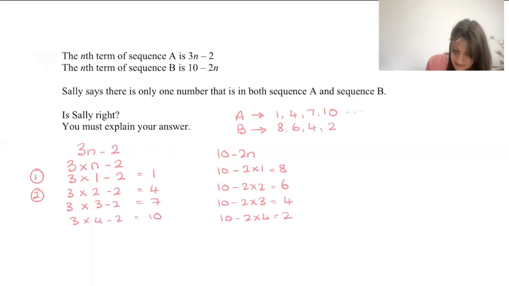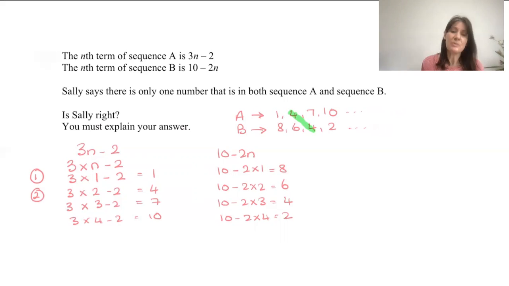And obviously these sequences keep going. I've just stopped after doing a handful so I can get a really good feel. So she says there's only one number that's in both sequences. So we can see with what we've done so far that appears to be true. Now, is there any possibility of it repeating again at some point? And the answer to that is no, because this is an increasing sequence and this is a decreasing. So they're never going to find another number. And that's basically what we would write.